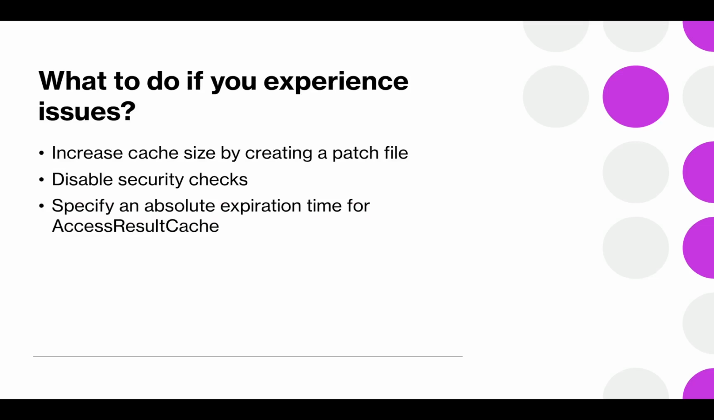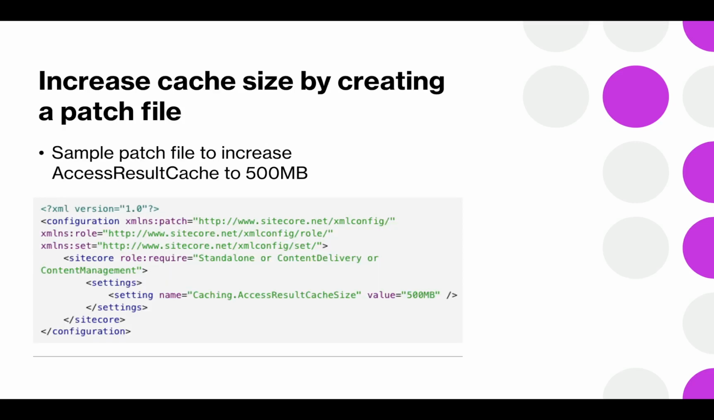So what are some of the things you can do if you experience issues? There's a couple of things you can do. You can increase the access result cache size with a patch file. Another thing you can do is try to disable security checks, or finally, you can also try to specify an absolute expiration time for the access result cache. So let's go over these in a little more detail.